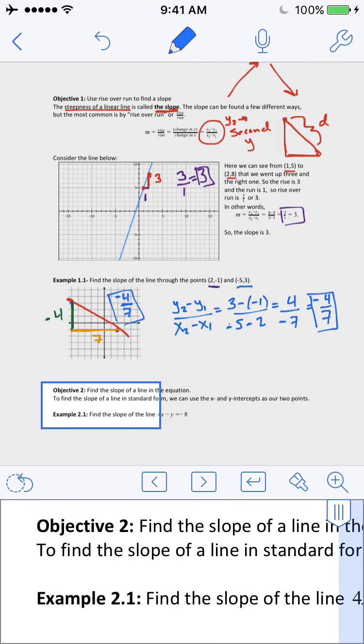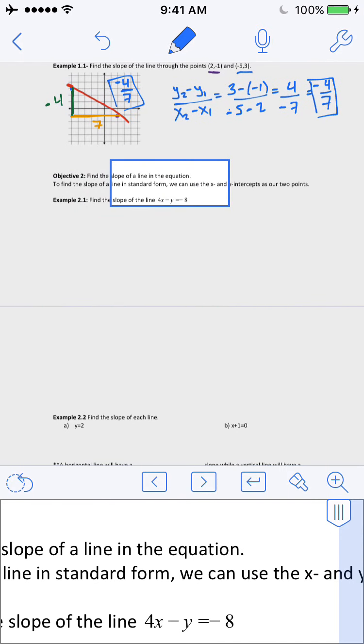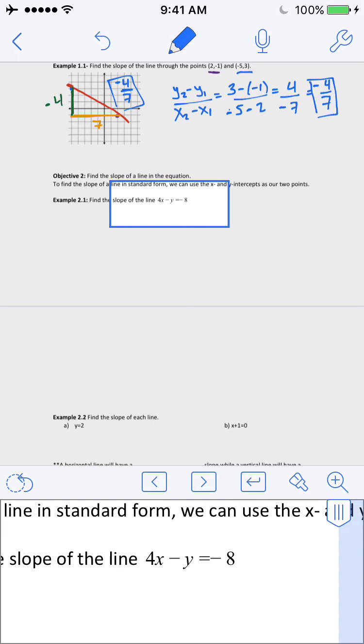Alrighty, let's take a look at finding the slope again. We'll find the slope, but this time we're going to do it from an equation. So we've got this equation here, 4x minus y equals -8. Recall, this is what it looks like in standard form, where you've got a number times x minus another number times y equals a constant. So ax plus by equals c.